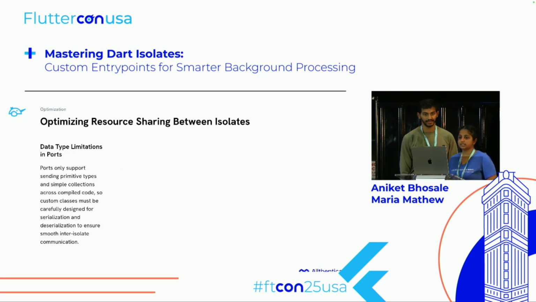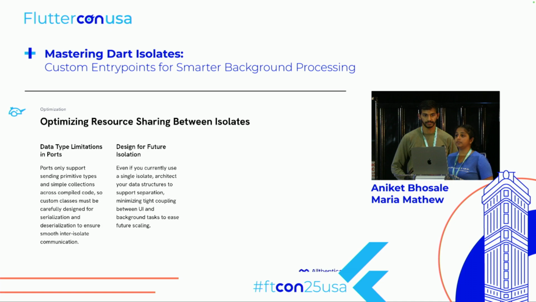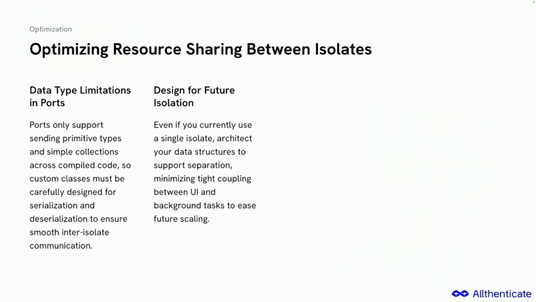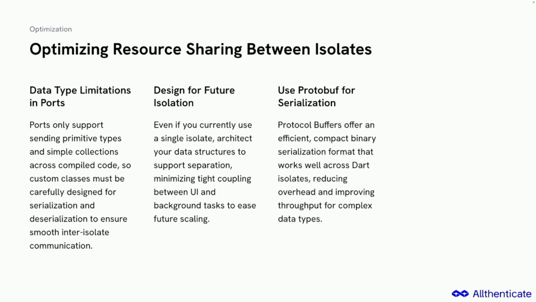Because it's a deep copy, this should actually say the native Dart types across the compiled code. So you want to make sure that when you're creating your classes, even if you do have one isolate, if you think in the future that it might be separated, you want to plan for that. An efficient way to do that would be using protobuf. I'll give an example of that in the next slides.